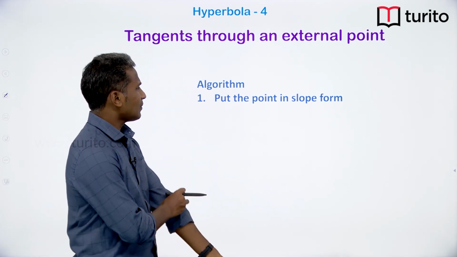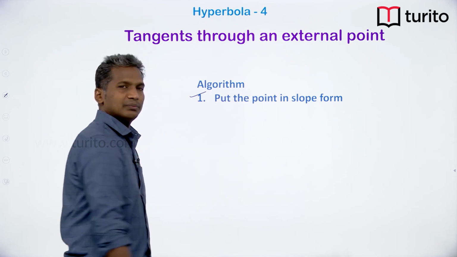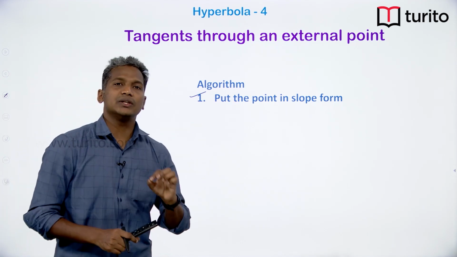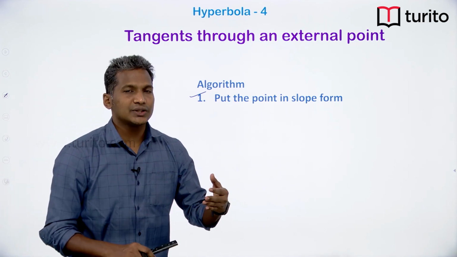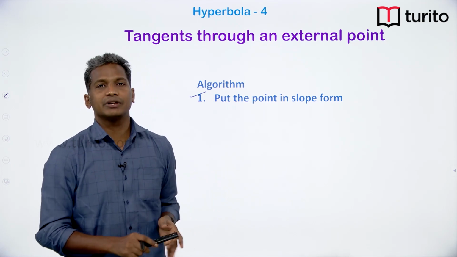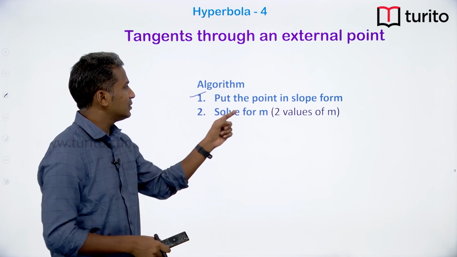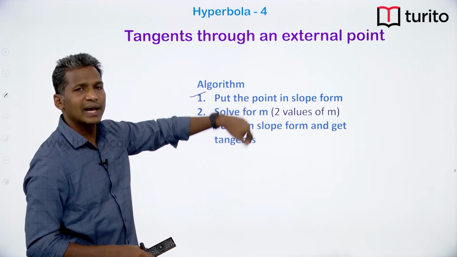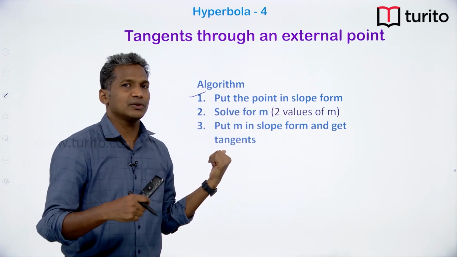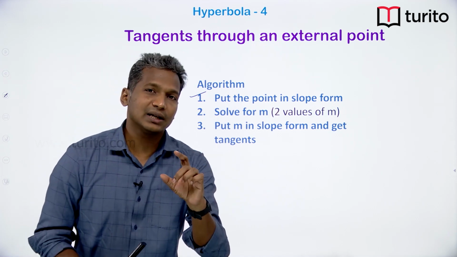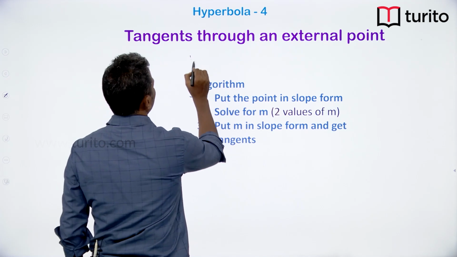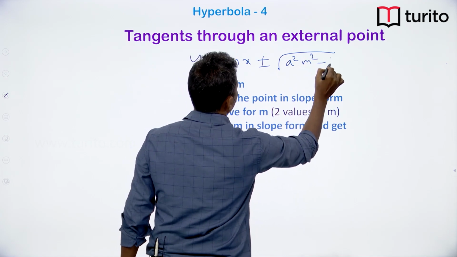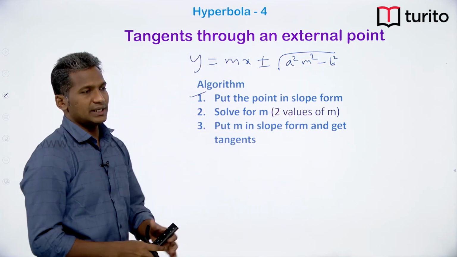So, what is the idea? Put the point in slope form. We already know the slope form, just put the point there and solve for values of m. When we put the point and solve for m, we will be getting a quadratic equation, and we will get two values of m. Now, after getting the values of m, if we put them back in the equation, we will be getting equations of tangents. But there could be a slight confusion. For example, if you take the form as y equal to mx plus minus root of a square m square minus b square, let us say you have taken this as the tangent.